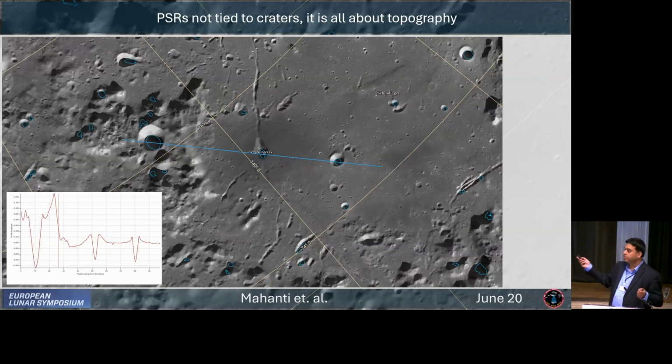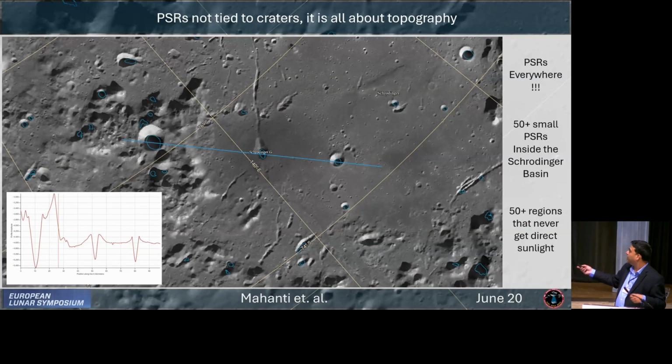And this is taken from the Schrödinger basin. There are about 50 small PSRs inside the Schrödinger basin, and these are 50 regions that never get direct sunlight. Out of these three, two are craters. The other one is a volcanic vent. So PSRs are not stuck with craters. They are stuck with topographic depressions.